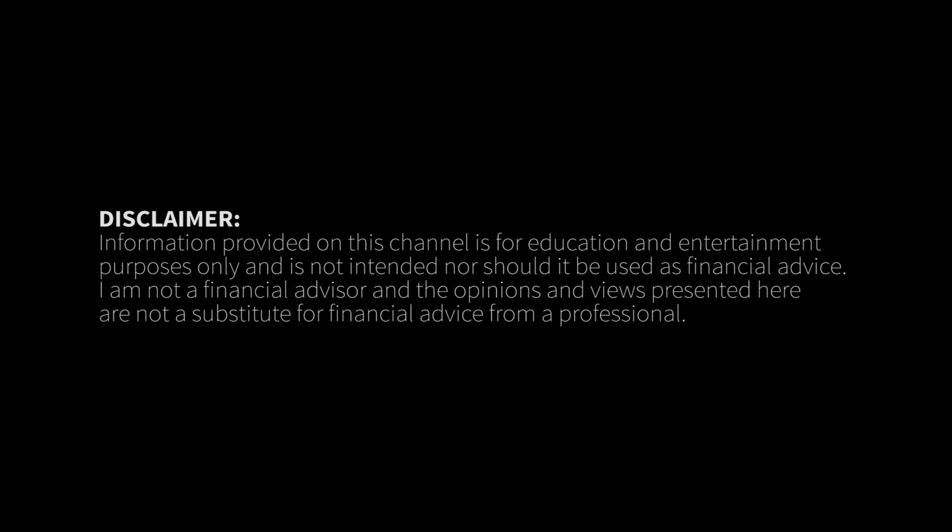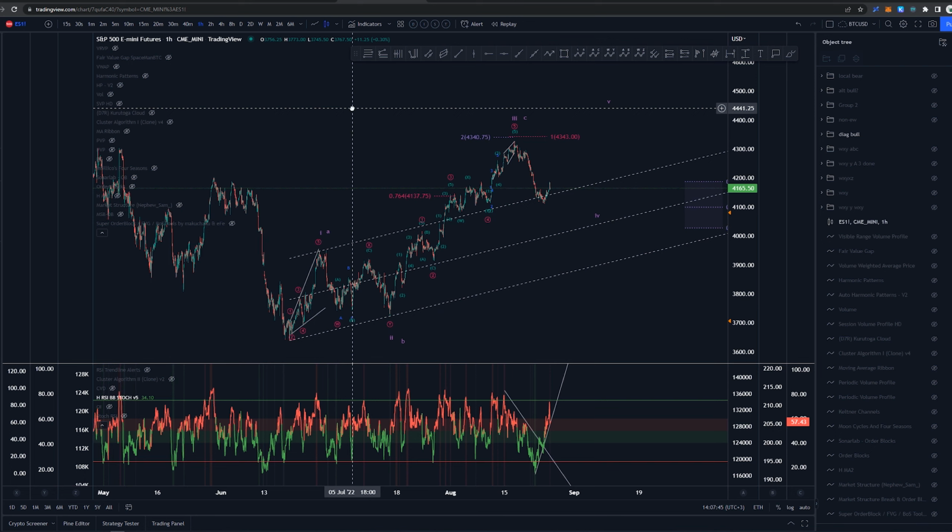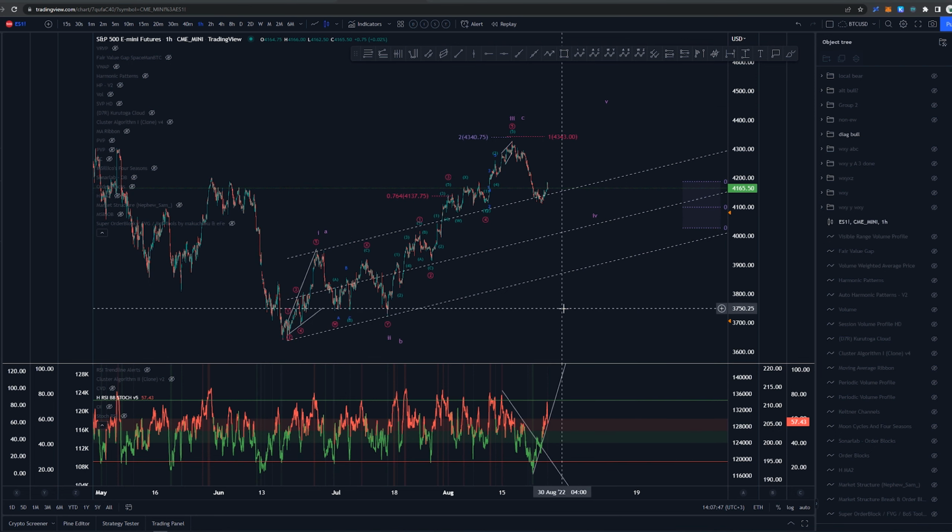I'll cover wave analysis with Elliott Wave Theory and provide multiple scenarios the price may take and explain why I prefer one count over another. Let's take a look at the different possibilities.